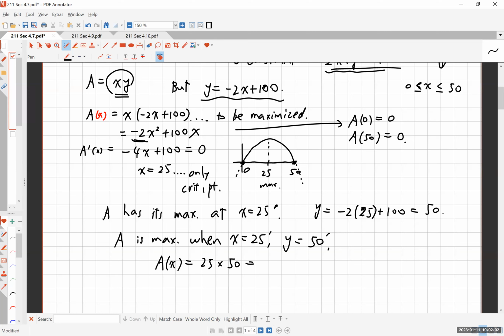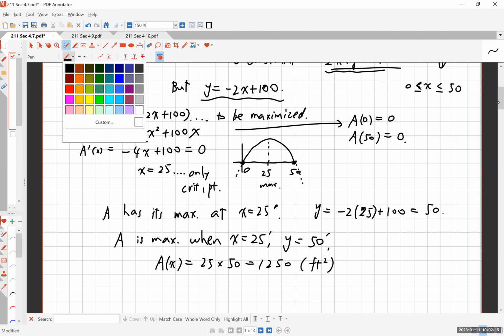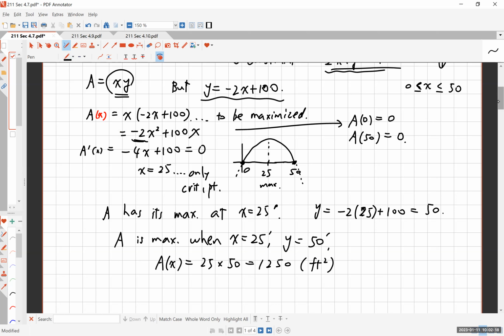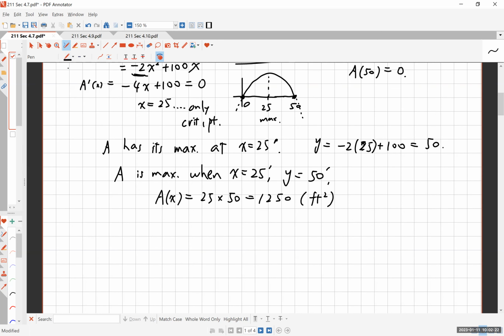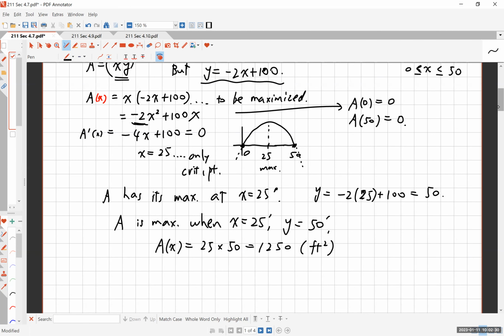It's 25 times 50. And that's 1,250. You can say unit squared if you like. In this case, that unit is specifically given as feet. So this is square feet. Okay, so you can make a garden as big as 1,250 square feet by using the 100 feet of fencing. So that's not too bad, right? Now, of course, some problems may be harder than this, but let's go back and review what we did.